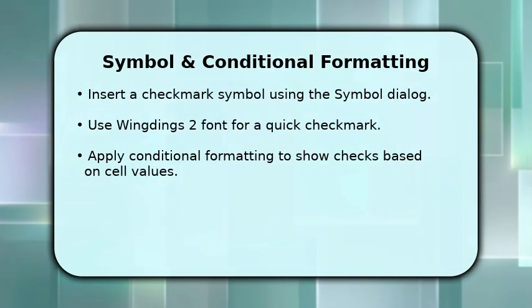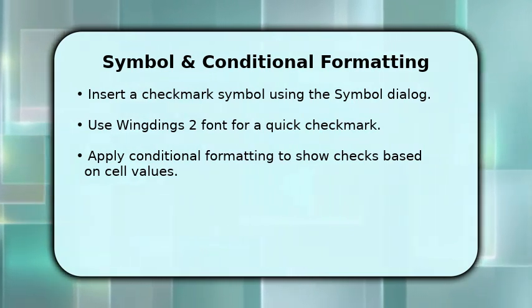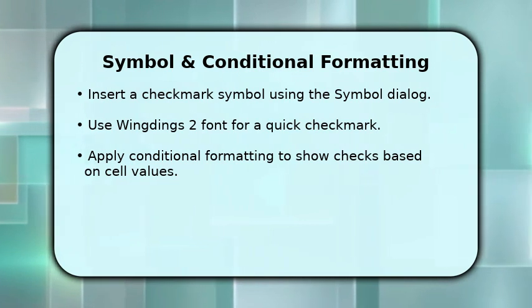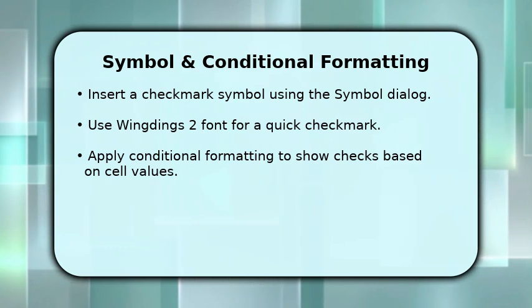To insert a symbol, go to the Insert tab, then click Symbol. Choose the Wingdings font and find your desired checkmark. Alternatively, type a capital P in a cell and change the font to Wingdings 2 for a quick check.